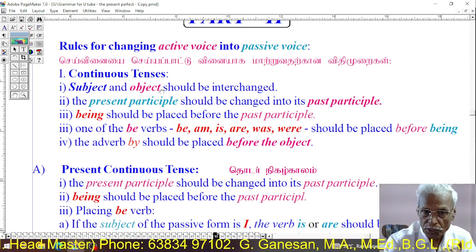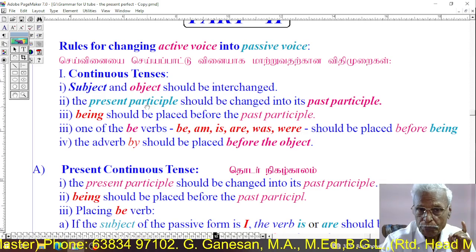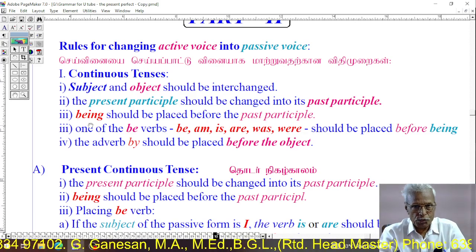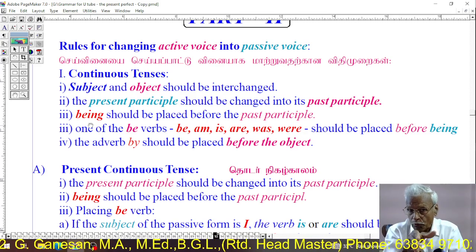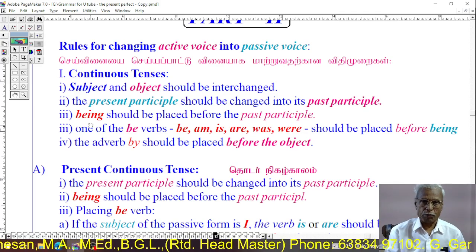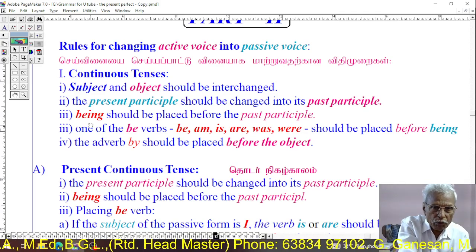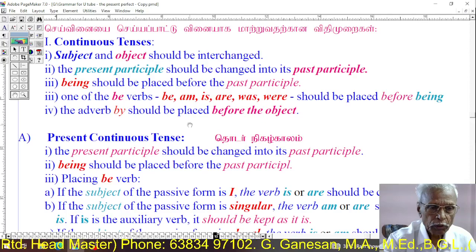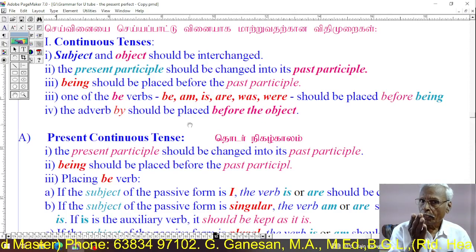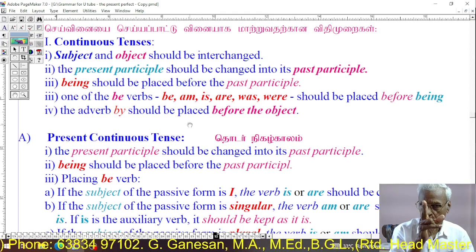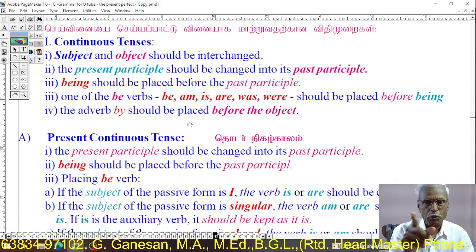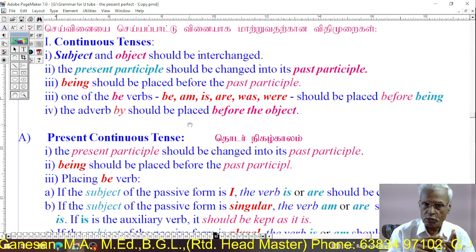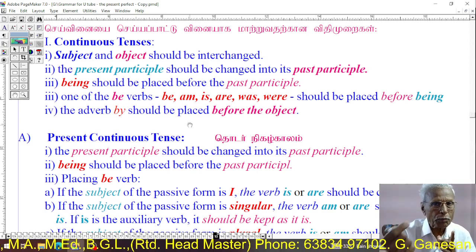First one is subject and object interchanging. Then the present participle should be changed into past participle. Then being should be placed before the past participle. Actually there will be two verbs, one be verb and one present participle. First, we will change the present participle into past participle. And the rule is, being should be placed before the past participle.